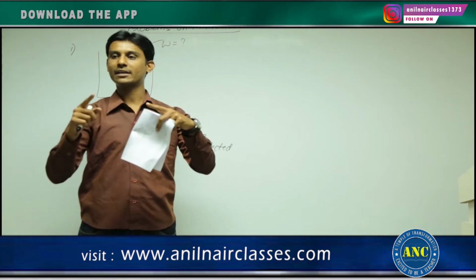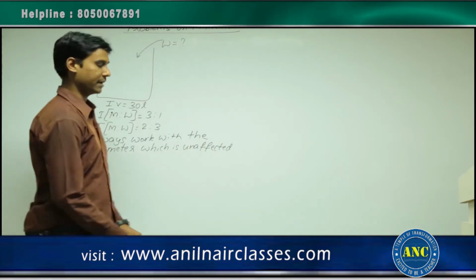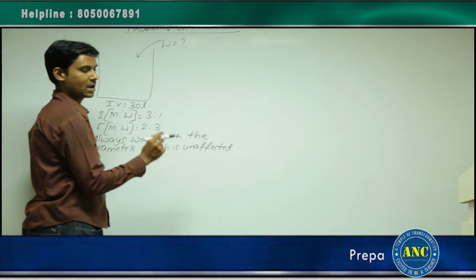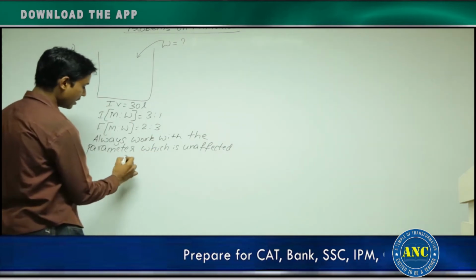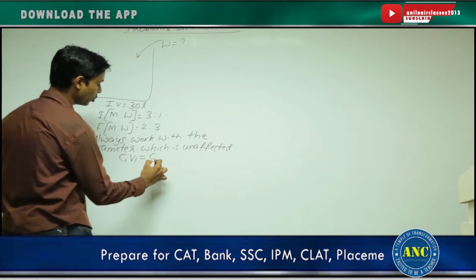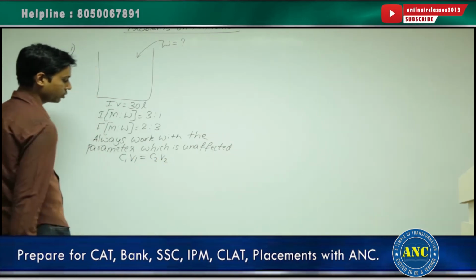Which will not get affected? Milk will not get affected. That means for this particular problem, I need to work with milk parameter. Right? See here. C1V1 is equal to C2V2.